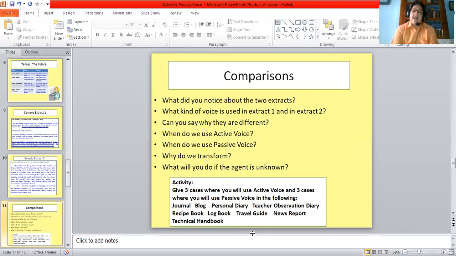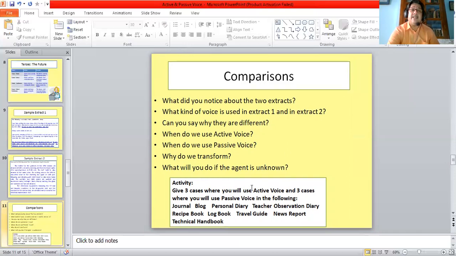Okay. Now, to answer some of these questions, what did you notice about the two extracts firstly? Well, we can say that both the extracts are written in different ways and in different voices. The first extract, taken from the diary of the journalist, is much more immediate, or it has got the quality of immediacy, and it gives us the impression of things happening moment by moment.